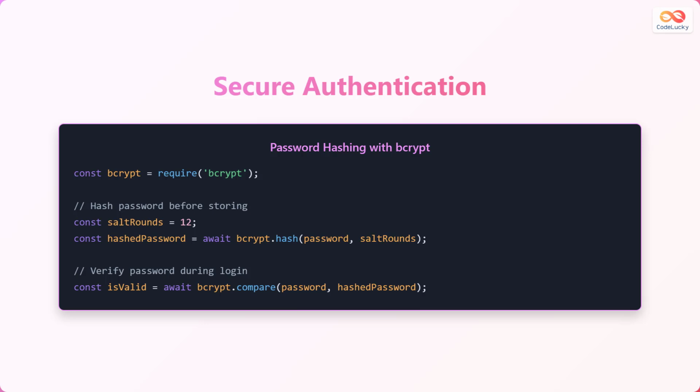Hash the password using bcrypt's hash function, passing in the password and the number of salt rounds. To verify the password during login, use bcrypt's compare function to compare the entered password with the stored hashed password. This function returns a Boolean value indicating whether the passwords match.